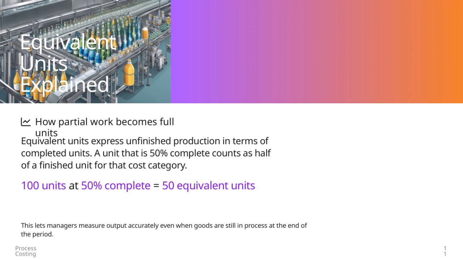This method is critical because it enables managers to measure production output accurately, even when some goods are still in process at the end of the accounting period. Understanding this step is essential in process costing, as it helps allocate costs precisely based on the degree of completion.